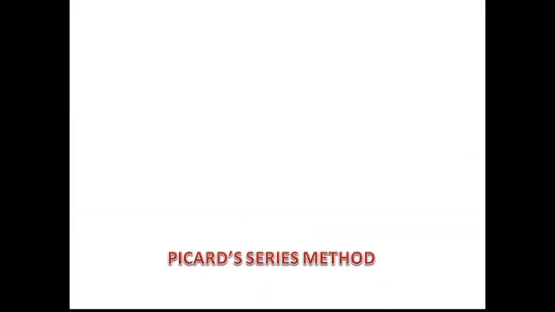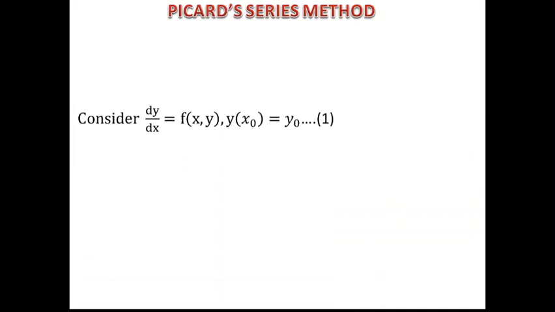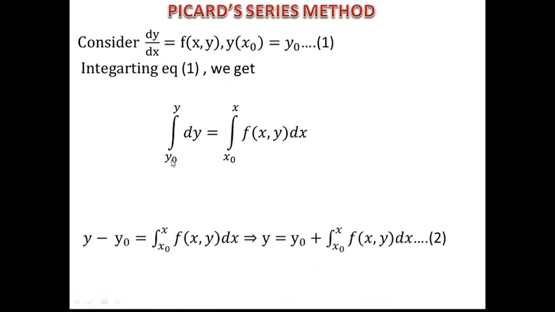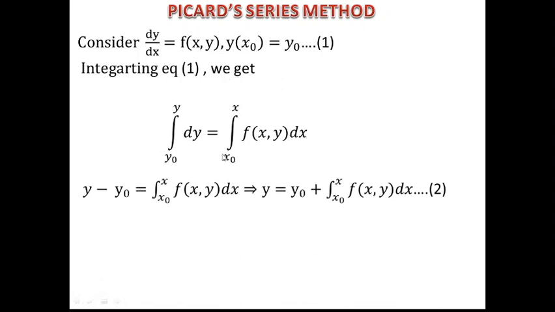Picard's series method is a single step method, and here the series is truncated. Here we will consider a first order differential equation with the initial condition y of x naught equal to y naught. What we do here is integrate this equation 1 with respect to x between the limits x naught to x, and y naught to y. So we have the integration of dy from y naught to y, and the integration of f of x, y with respect to x from x naught to x.